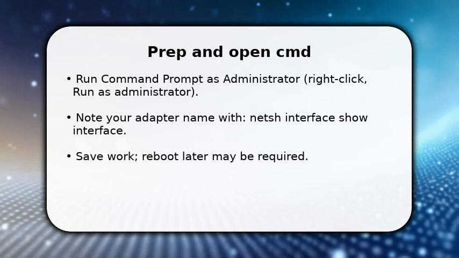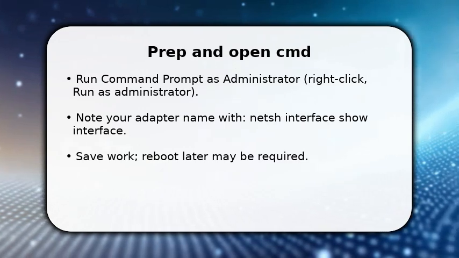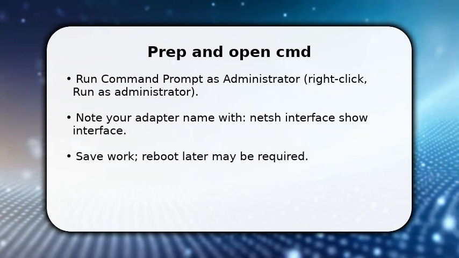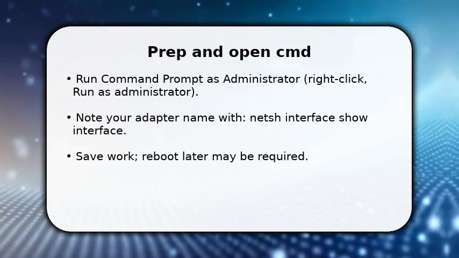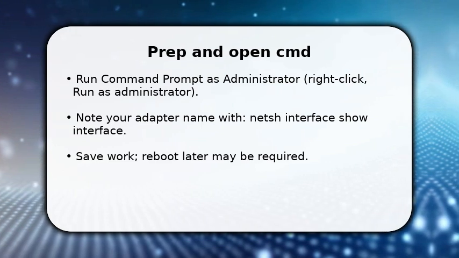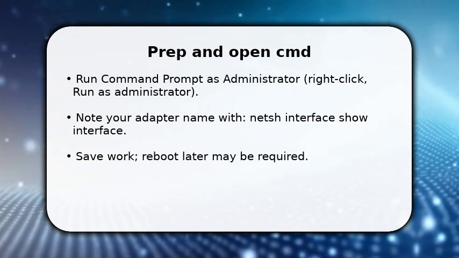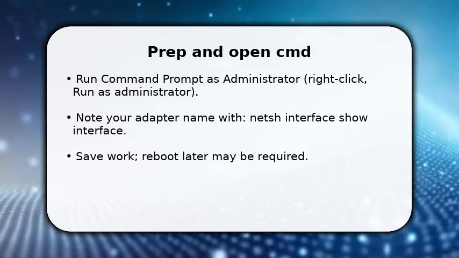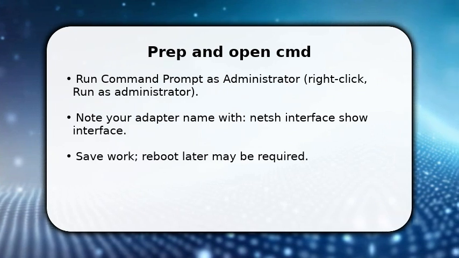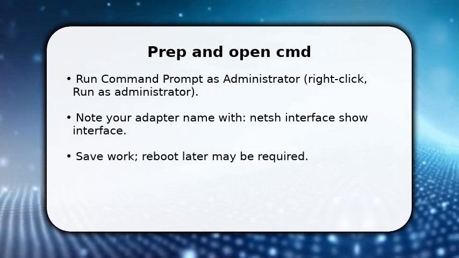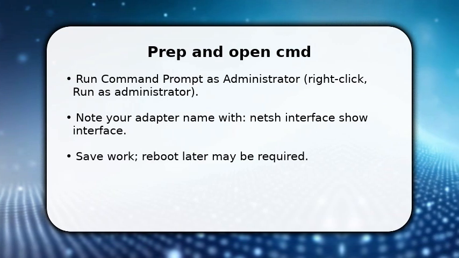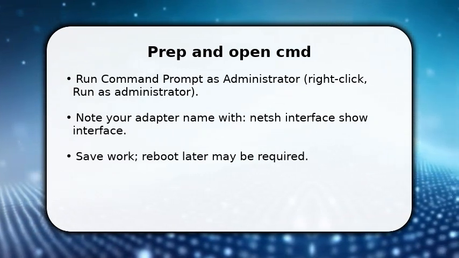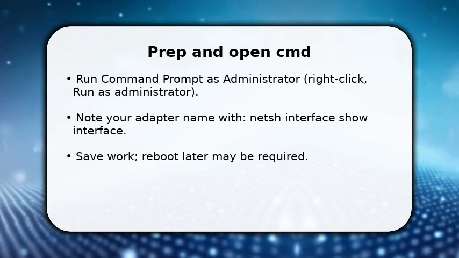You start by elevating command prompt. That gives you the rights to change network settings. Once done, list interfaces with netsh interface show interface so you know the exact adapter name to target. Make sure to close apps that depend on the network. Restoring services may drop connections. You will use specific commands that require administrator privileges, so do this first to avoid permission errors. Having the interface name upfront prevents typos in subsequent commands and speeds the fix.